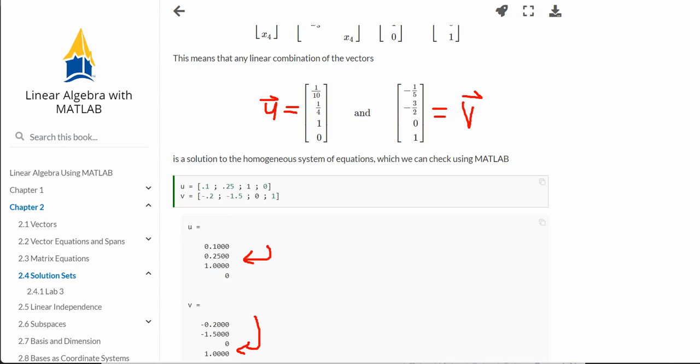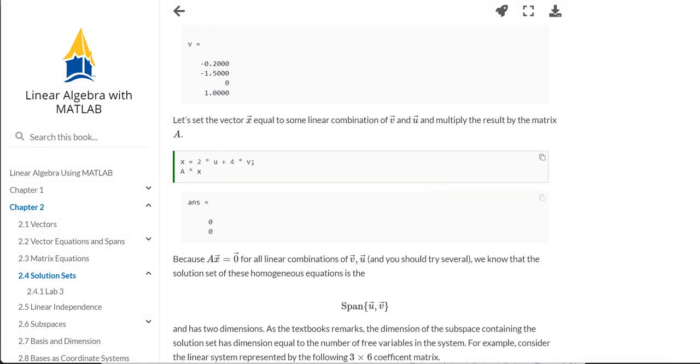vectors we found. And so then what I'm showing you here is that a solution vector, a solution to the system of equations, is a linear combination of u and v. So 2 times u plus 4 times v, and I take that, so that is the vector x, right? I have a linear combination of u and v as my solution x. And then when I multiply A times the vector x, I do in fact get the 0 vector.